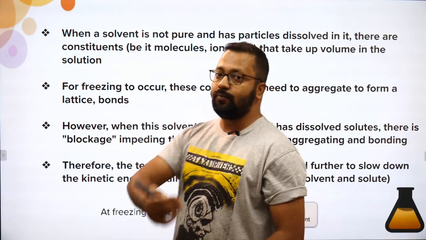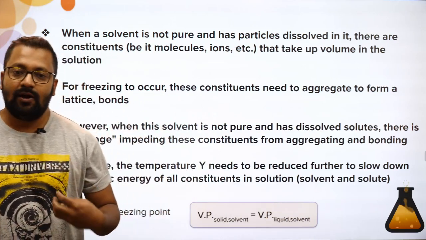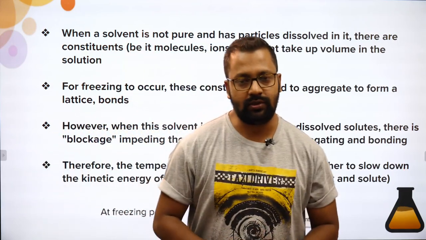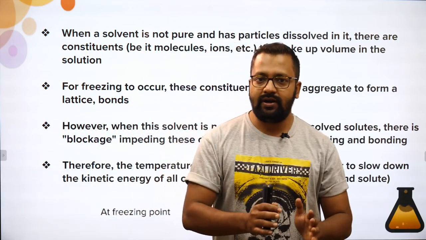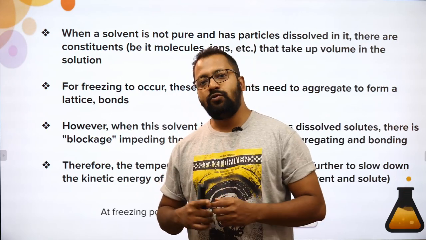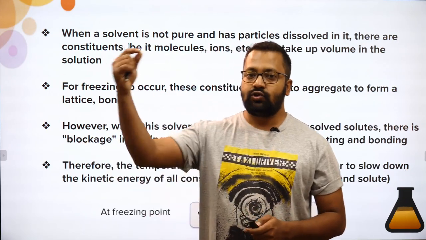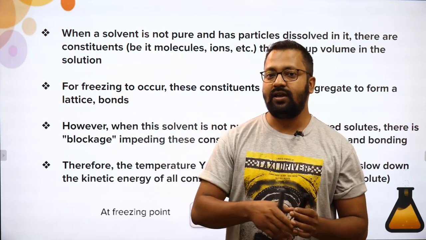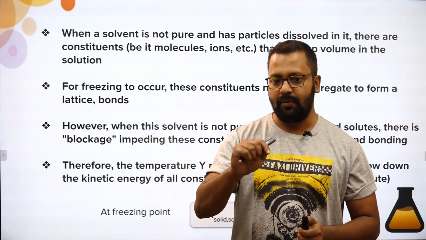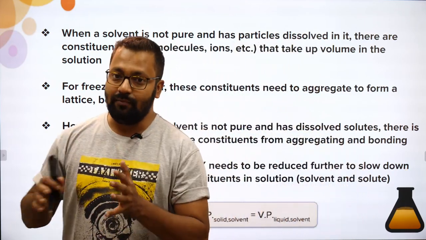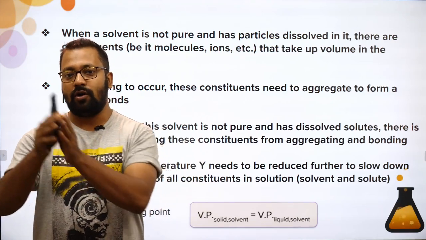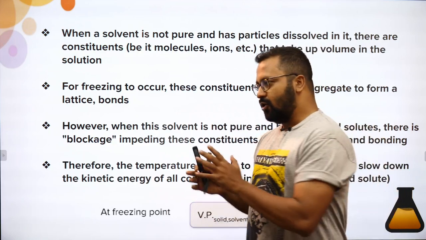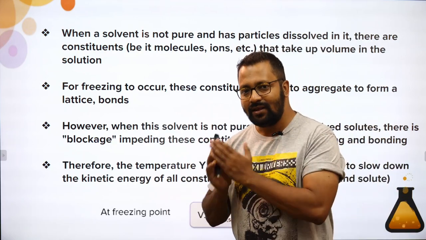So the important point to know about depression in freezing point is that it is affected by the entropy of the solution. जैसे ही आपने एक सॉल्वेंट को सॉल्यूशन में कन्वर्ट कर दिया, आपने उसकी एंट्रोपी काफी इंक्रीज कर दी. सो एंट्रोपी को वापस से उस लेवल पे लाके डिक्रीज करना जहां पर कि फ्रीजिंग हो सके, उसके लिए आपको टेम्परेचर और रिड्यूस करना पड़ता है. Okay, you have to reduce the temperature even further because आपने एंट्रोपी इंक्रीज कर दी है. So this is the major reason for depression in freezing point.